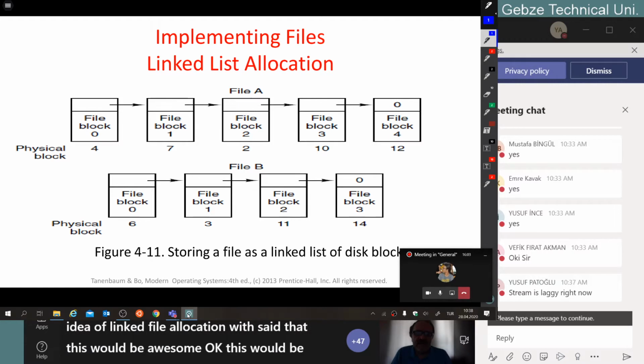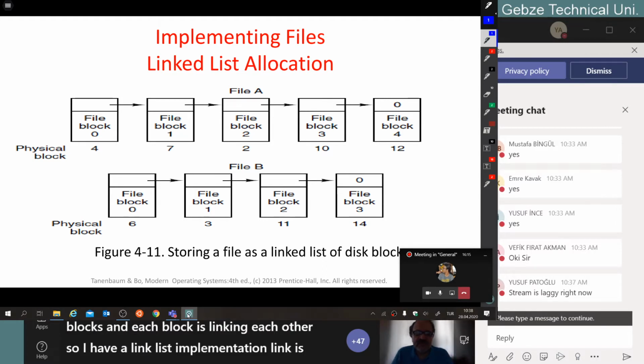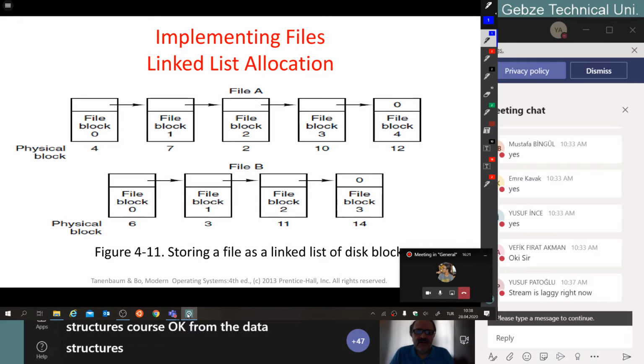For each file, all I need to do is provide blocks, and each block is linking each other. So I have a linked list implementation, as you know from the data structures course. If you know about the linked list, you're fine. If you don't know, just read them.